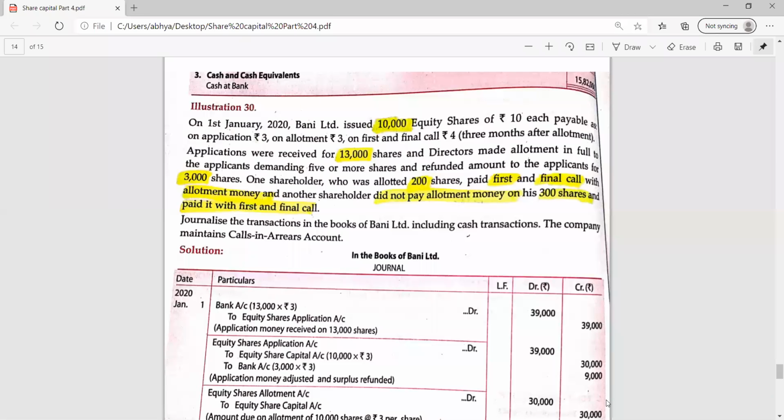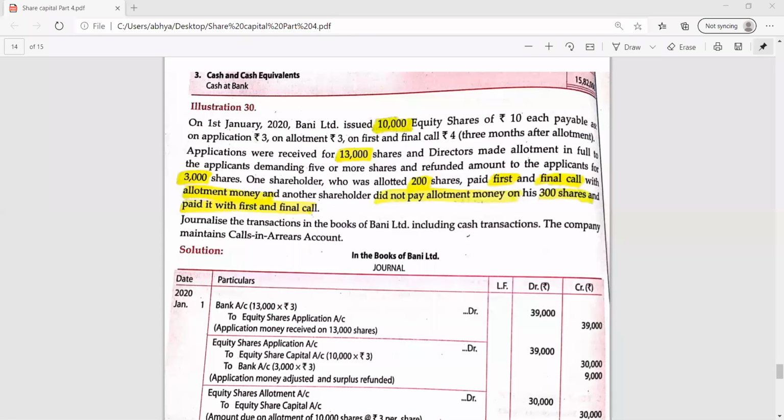Bank account debit to share allotment. You have to write this entry. Bank account debit to share allotment. And allotment will be credited with the amount with which it was debited. So in allotment, you have to credit 30,000. Now you are going to add one more account, that is the calls in advance.